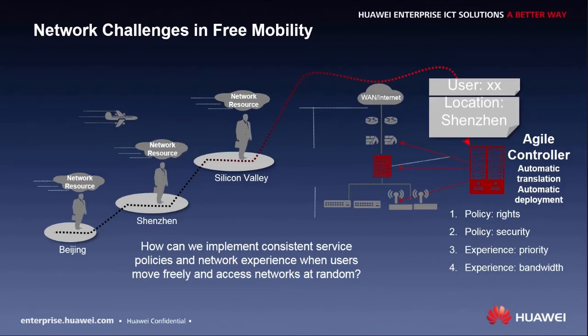Free mobility is a solution on an Agile network. It enables a user to obtain the same network access policy regardless of the location and IP address of the user. The free mobility solution is used together with switches and the Agile Controller Campus. Administrators only need to deploy unified network access policies on the Agile Controller Campus and then deliver these policies to all associated switches.